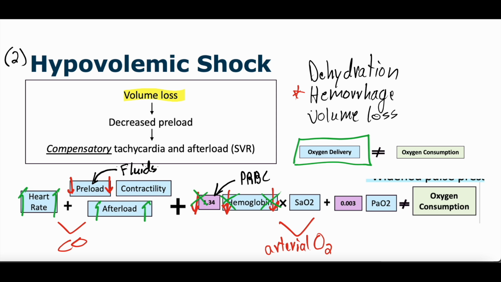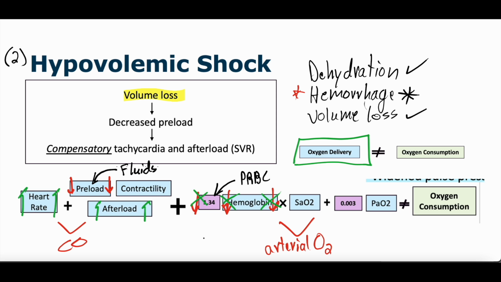So hypovolemic shock: hemorrhage, dehydration, volume loss. In the United States, hypovolemic shock is mostly from hemorrhage. In other countries that have more cholera and things like that, it could be more from volume loss and dehydration, but primarily hemorrhage in the setting of trauma, which you're going to treat with blood transfusions.